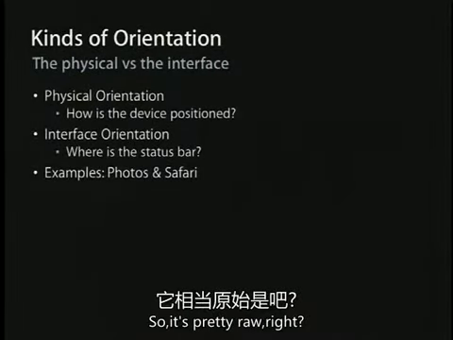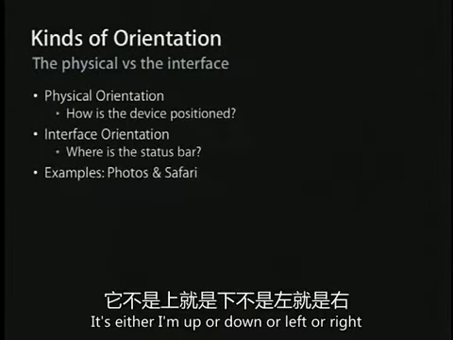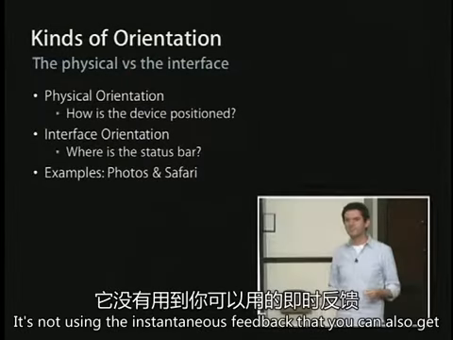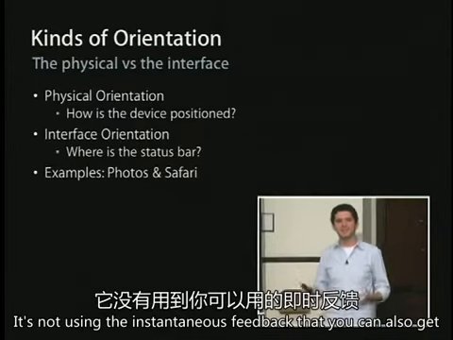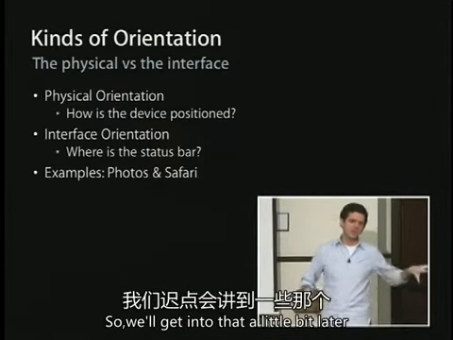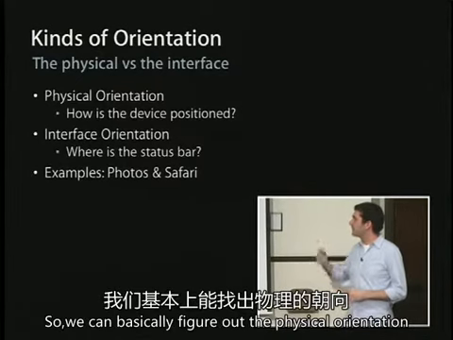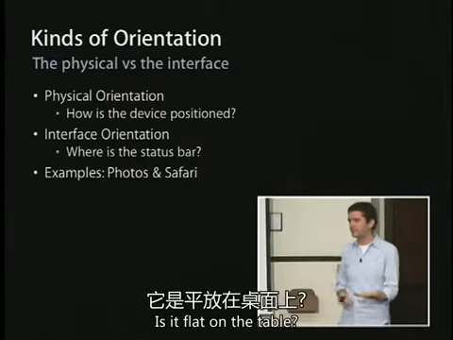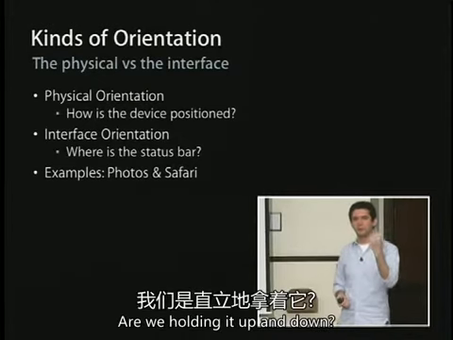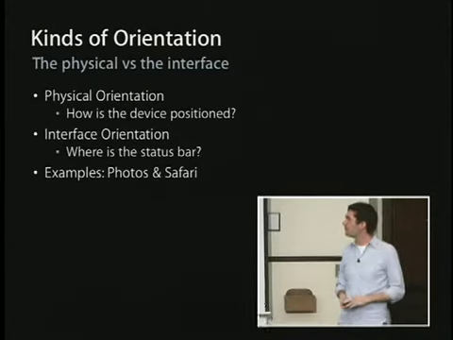So it's pretty raw, right? It's either I'm up or down or left or right. It's not using the instantaneous feedback that you can also get. So we'll get into that a little bit later. But this is interesting just on its own. So we can basically figure out the physical orientation. Is it flat on the table? Is it flat upside down? Are we holding it up and down? Is it portrait? Is it landscape? We can figure out those things.